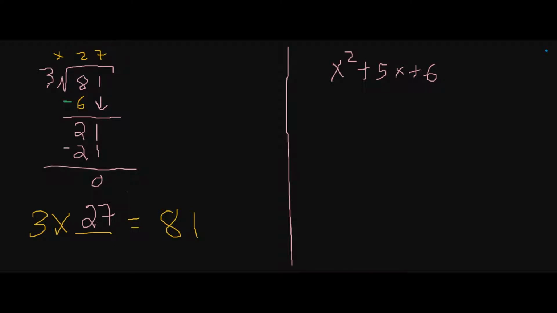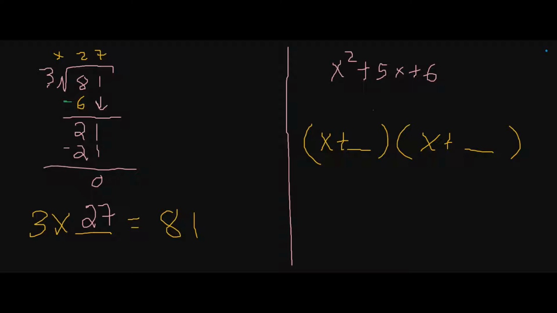So let's look at this problem over here: x squared plus 5x plus 6. Now, we can solve this problem by factoring. We don't even need to use long division, but I want us to start off with a problem that's nice and easy. So if we wanted to turn this into factored form, we're essentially trying to figure out how to go from here to here.